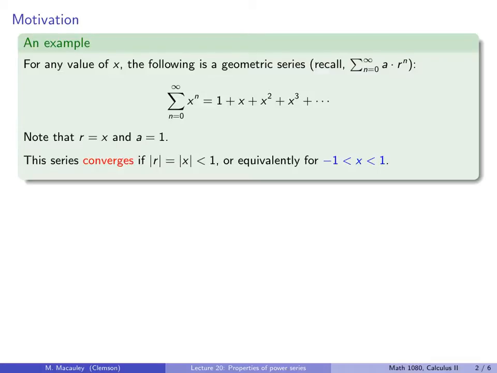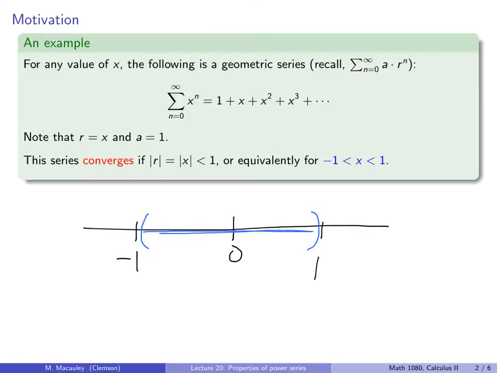So this series converges. This is something we already know. If the absolute value, or the norm of r, which in this case is x, is less than 1, or equivalently, if x is between -1 and +1. So on the real line, so here's -1 and here's +1, this series is going to converge as long as our variable x is in this interval. So as a preview, we're going to be calling this the interval of convergence.